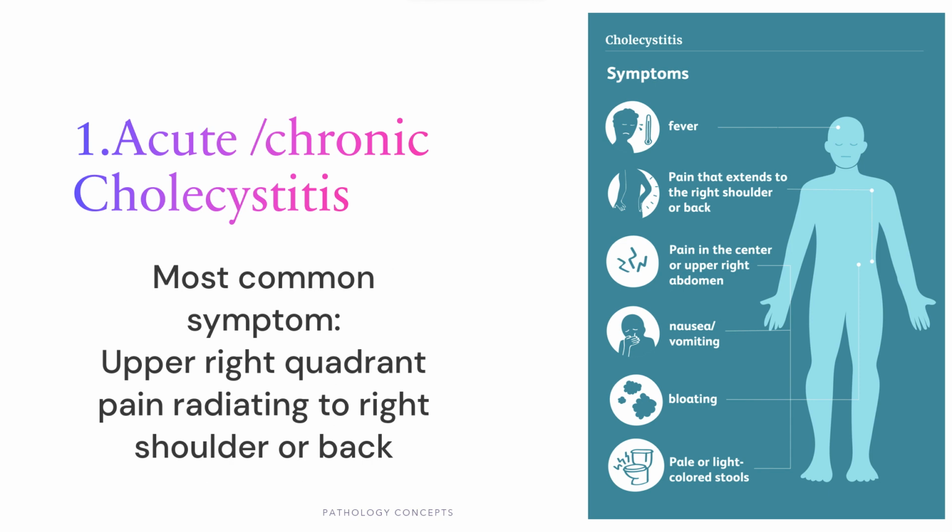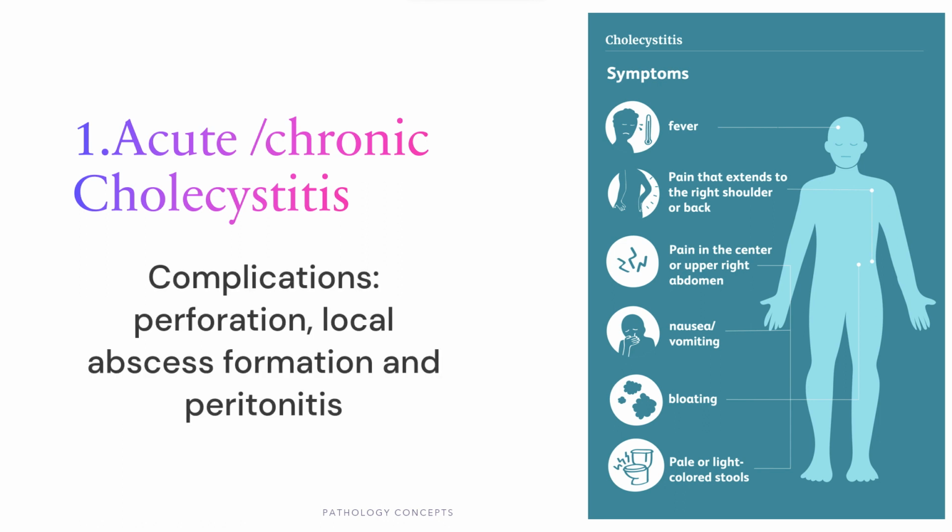The most common symptom of cholecystitis is right upper quadrant pain radiating to the right shoulder or back. Other symptoms are fever, nausea or vomiting, bloating, and pale or light colored stools. Complications of cholecystitis include perforation, local abscess formation, and peritonitis.